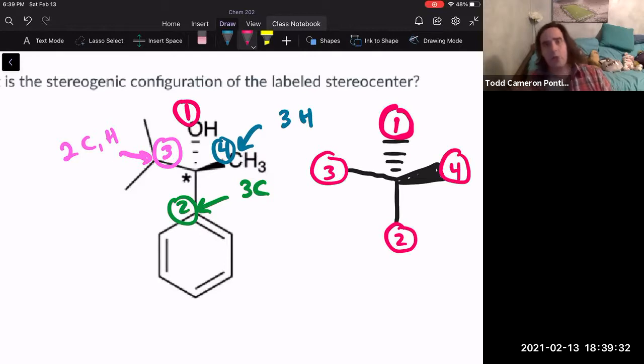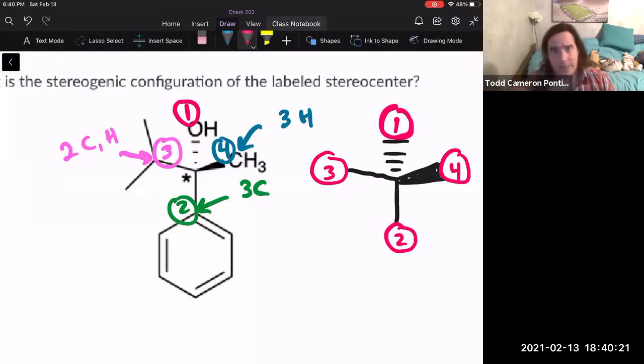So at this point, there are 3 options available to us. If the lowest priority group is going into the page, if it's on that dash, that means that you can just look at it the way it is and then see how 1, 2, and 3 are oriented and reason it to be R or S accordingly. If the lowest priority is not going into the page, which is the case here, we have to do a little bit more work. Some people can actually picture the molecule in 3D and can sort of rotate it around so that the lowest priority can grab 3 and twist it around and make 1 over there and be like, okay, so it's 1 and then 2 and then 3. So it's going in a counterclockwise, it's S, but that takes a long time to be able to develop that skill. You can build a model if you want to.